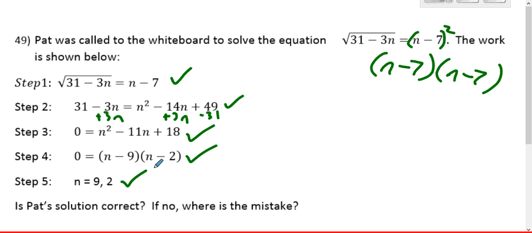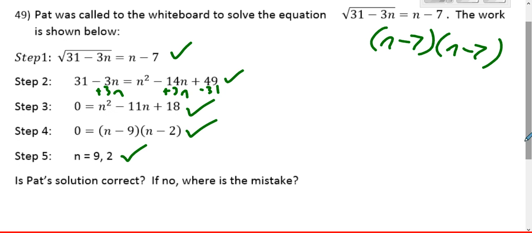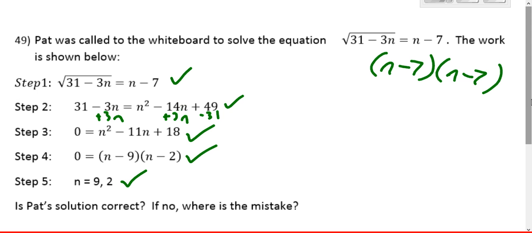The only thing that they need to maybe do is check to see if those are extraneous. So you do need to go back, plug them in. So the only possible mistake here is maybe they didn't check for extraneous. So plug in 9. That's 31 minus 3 times 9, which is 27. So that's the square root of 4, which is 2. That is correct. 9 works.